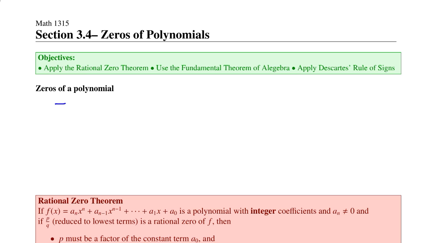First, the zeros of a polynomial are the solutions to the equation f of x is equal to 0. This is why they're called zeros, because we set the polynomial equal to 0 and then we solve for x.